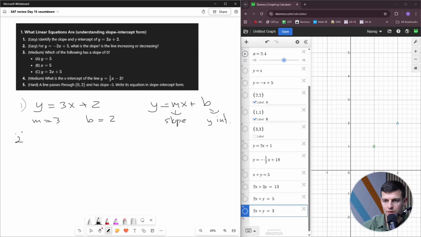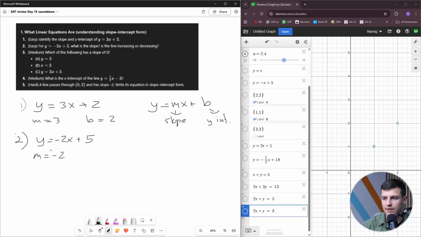Easy, but useful. Question 2: for y equals negative 2x plus 5, what is the slope? Is the line increasing or decreasing? First of all, what is the slope? The slope is the coefficient of x in a linear equation, assuming the coefficient of y is 1. So here, m is going to be equal to negative 2, because that's the coefficient of x.